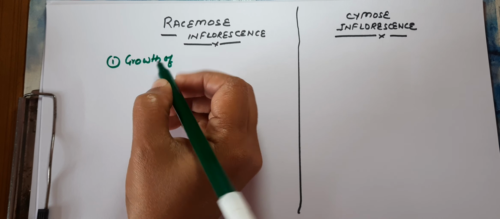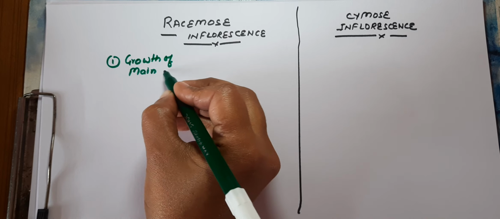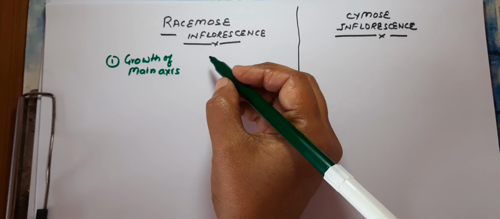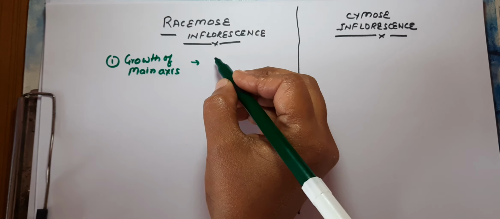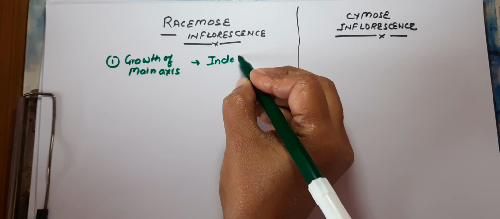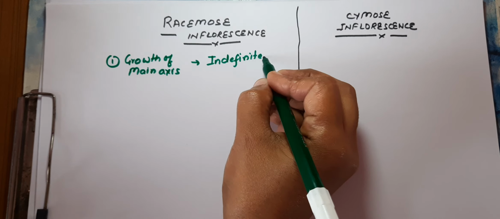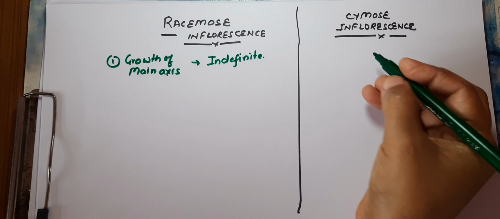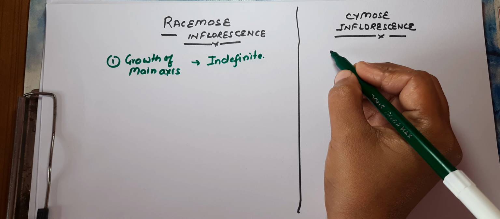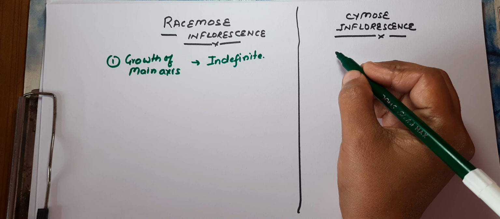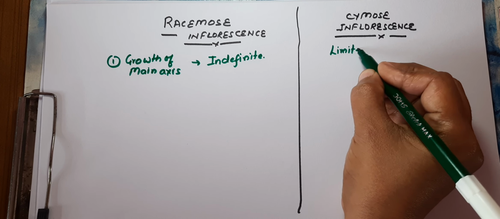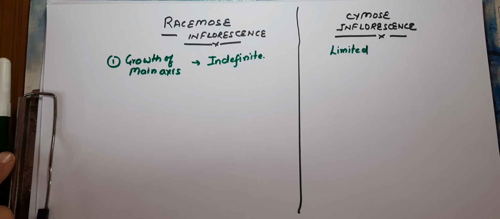In case of the Racemose inflorescence, the growth of main axis is indefinite. The main axis will grow indefinitely, continuously producing the flowers. Whereas in the case of the Cymose inflorescence, the main axis terminates in a flower. That will limit the further growth. So the growth of main axis is limited. So this is the first difference between the Racemose and the Cymose inflorescence.